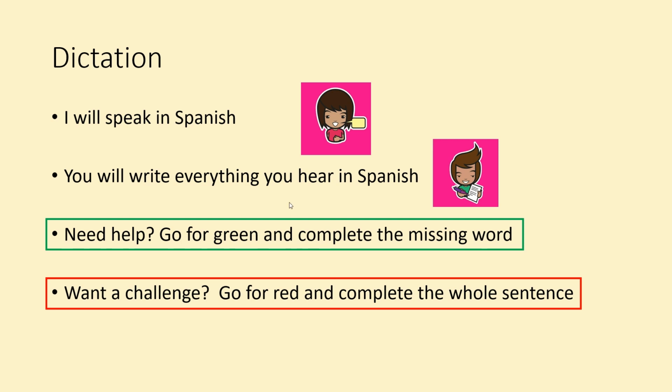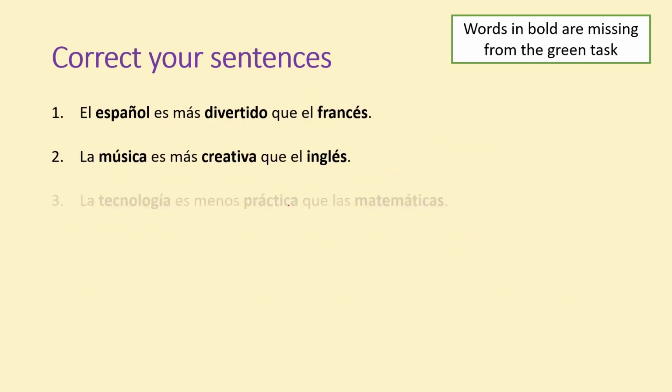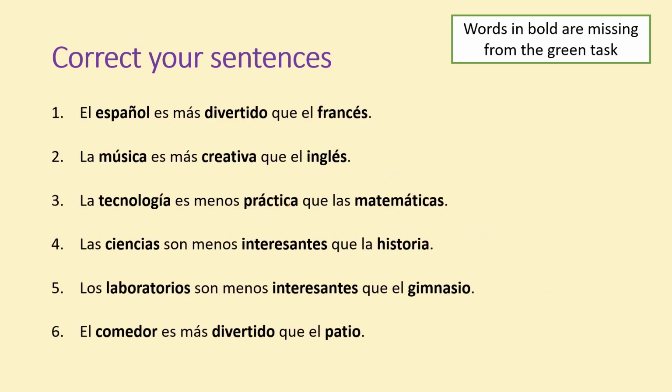I realised that was quite fast, so do go back, pause, play again, and see what you come up with. Answers appearing in 3, 2, 1. Here are your 6 answers. The words in bold are the ones for the green task. If you went for red, I'm expecting everything to be in your book. Pause the video to complete the answers, and let's move on.